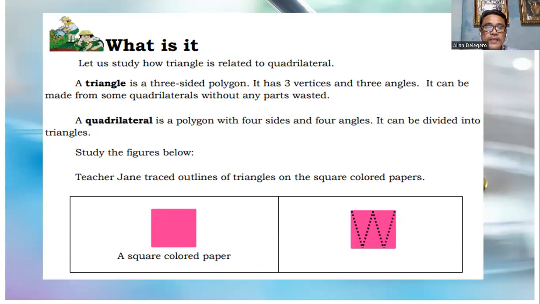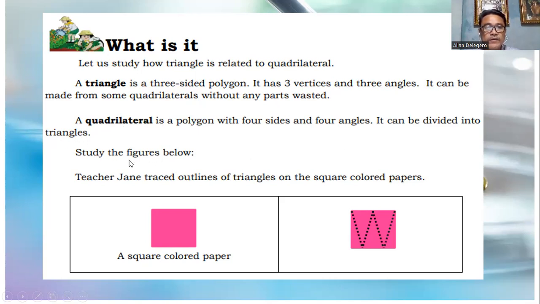Okay, let us study how triangle is related to quadrilateral. A triangle is a 3-sided polygon. It has 3 vertices and 3 angles. It can be made from some quadrilaterals without any parts wasted. A quadrilateral is a polygon with 4 sides and 4 angles. It can be divided into triangles.